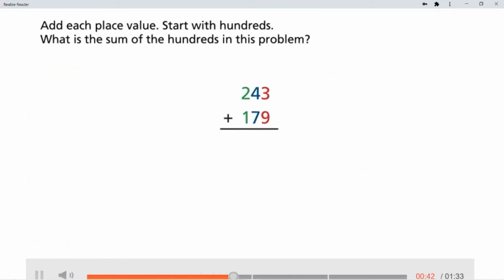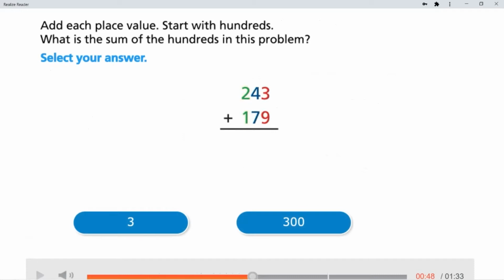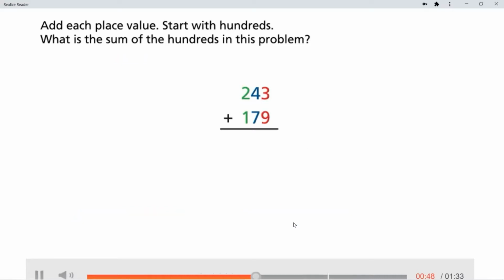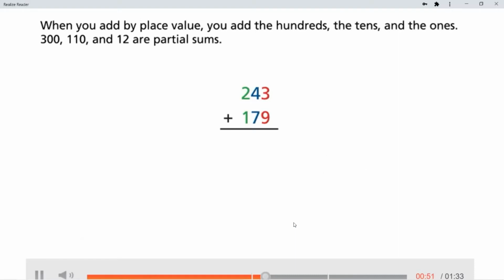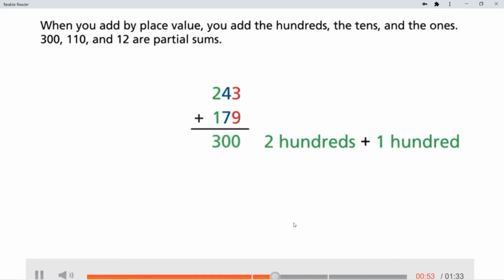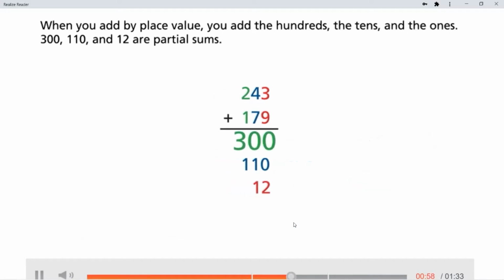Add each place value. Start with hundreds. What is the sum of the hundreds in this problem? Select your answer. When you add by place value, you add the hundreds, the tens, and the ones. 300, 110, and 12 are partial sums. 243 plus 179 equals 422 manatees.